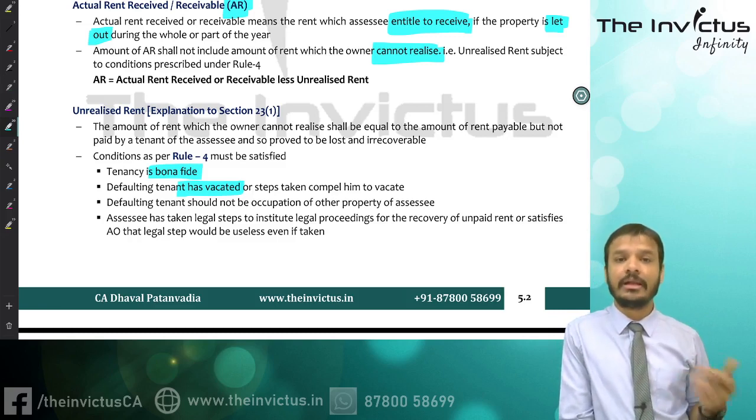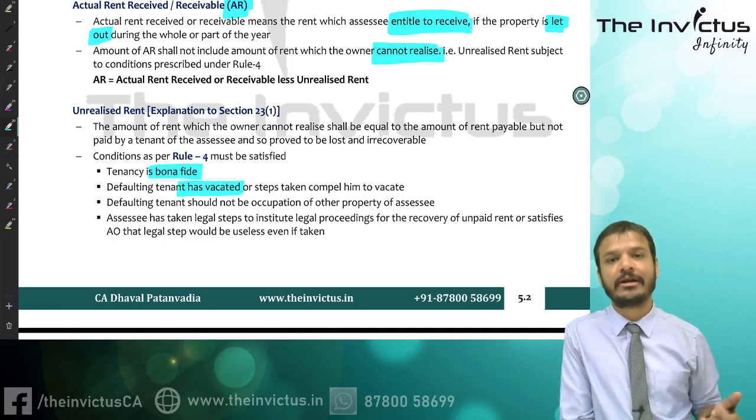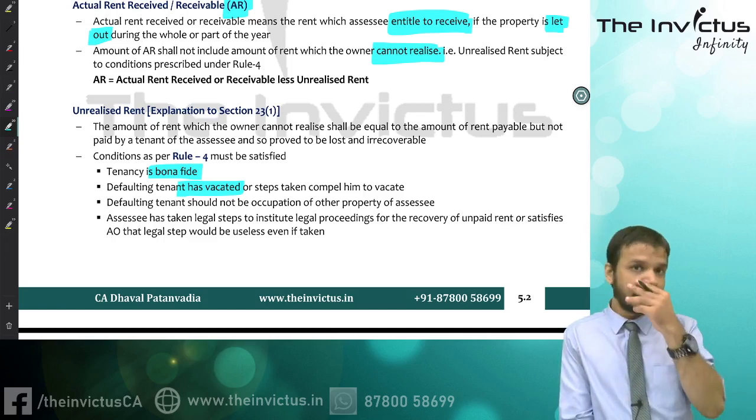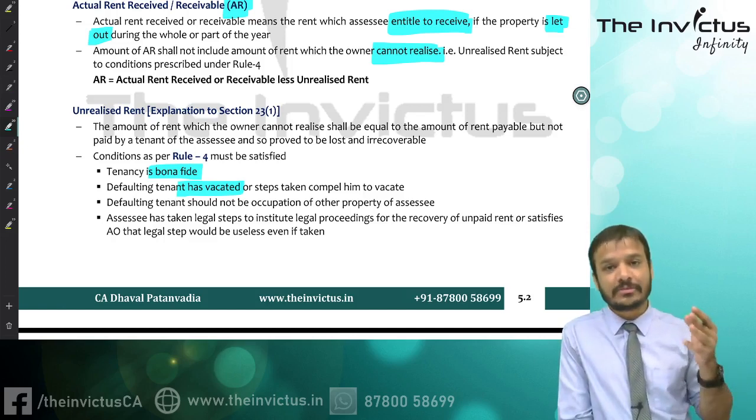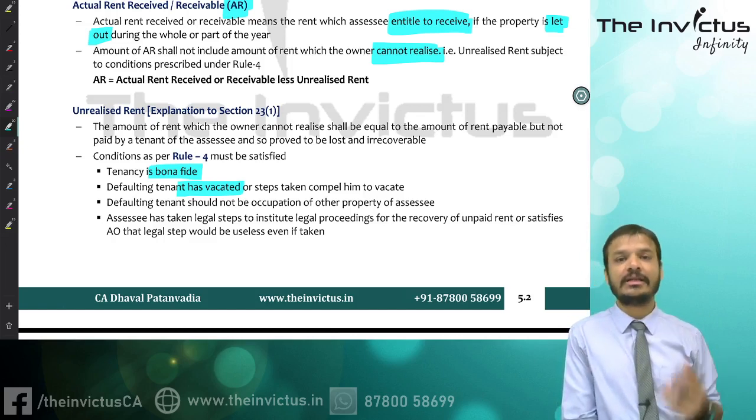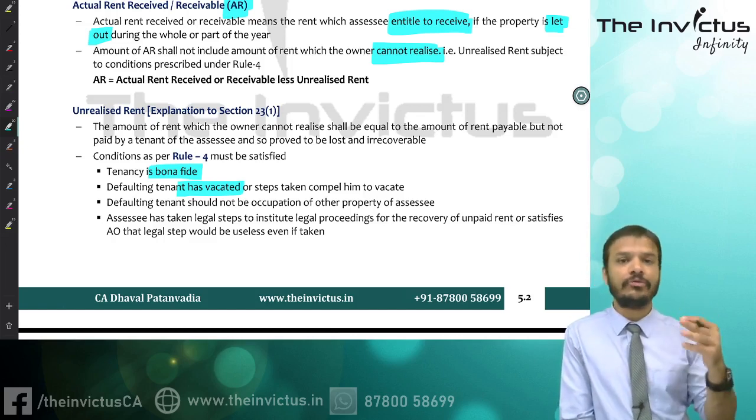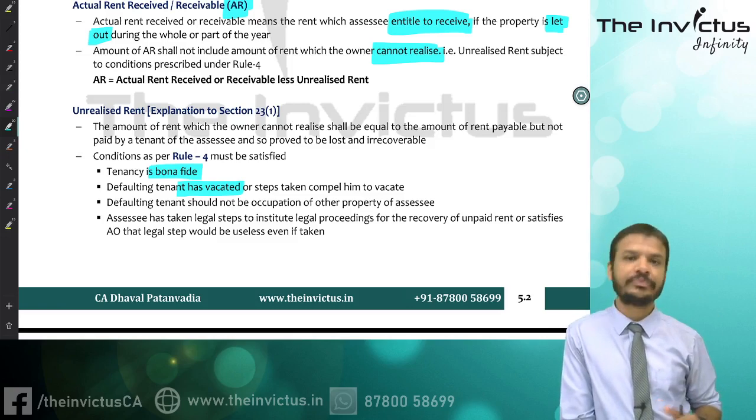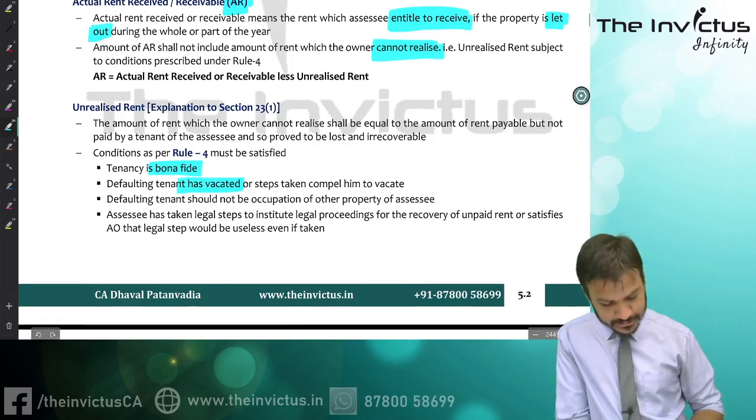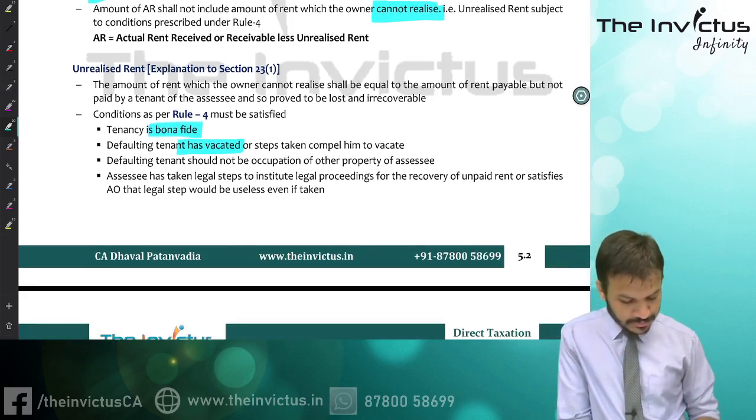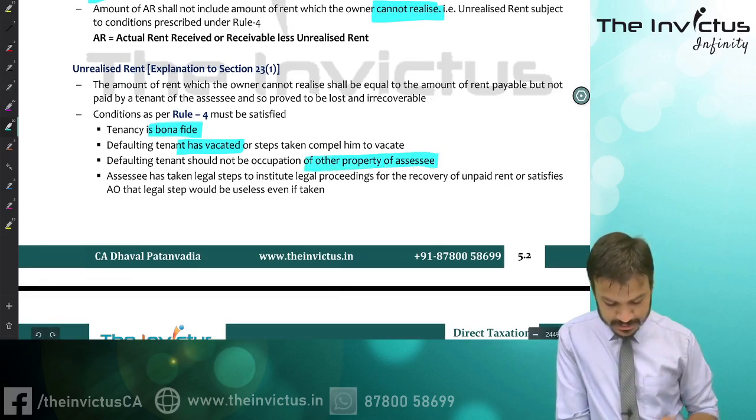And if you are not capable of getting your property vacated, then you need to take some steps. You may take legal steps and everything to compel him to vacate the property. Correct? Third point, defaulting tenants should not be in occupation of other property of the assessee.